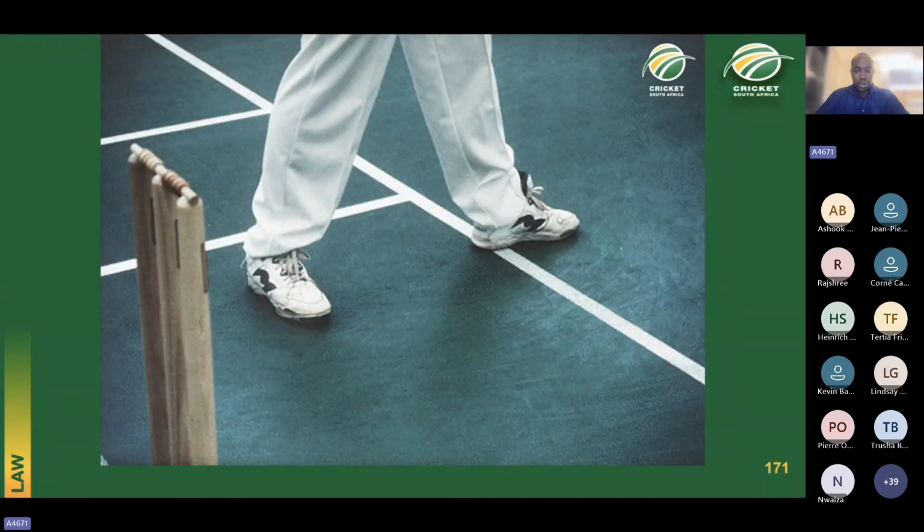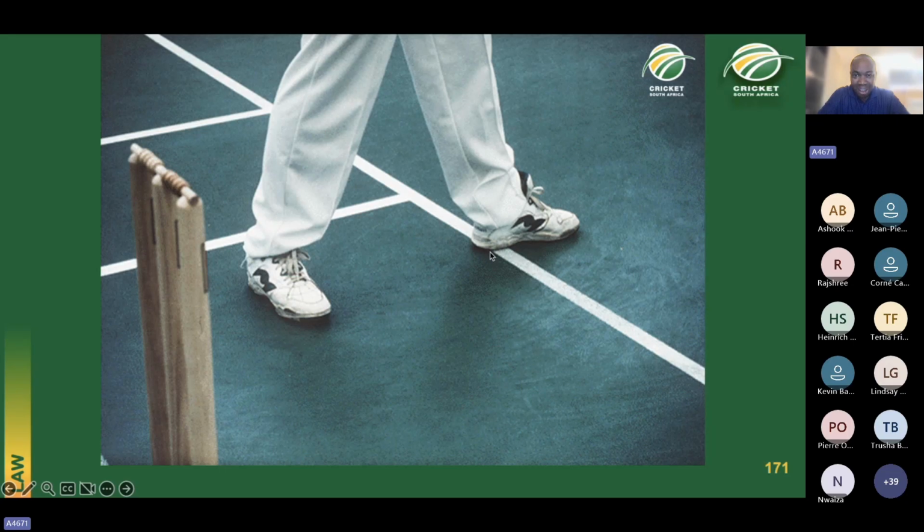Let's start here with the back foot. The back foot is well inside the return crease. No problems there. Let's move on to the front foot. The front foot is grounded mostly in front of the popping crease.